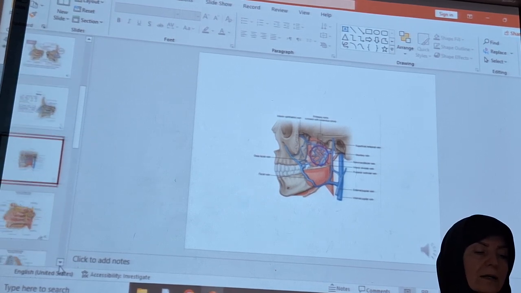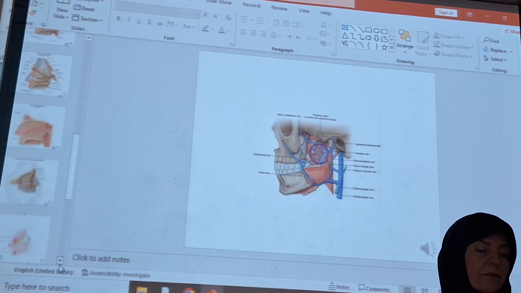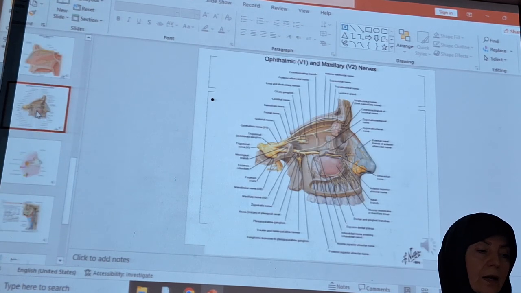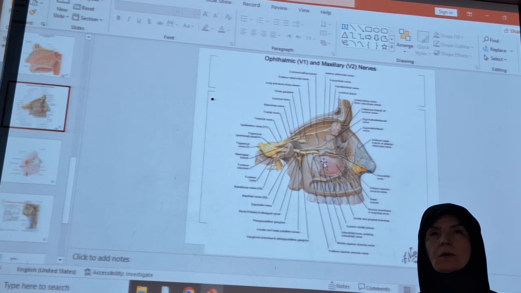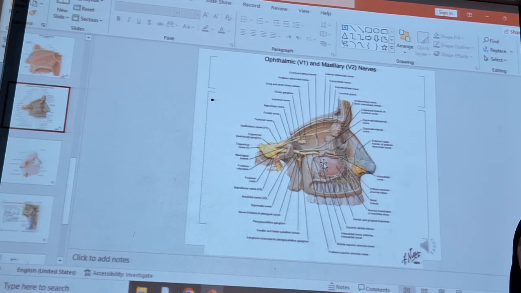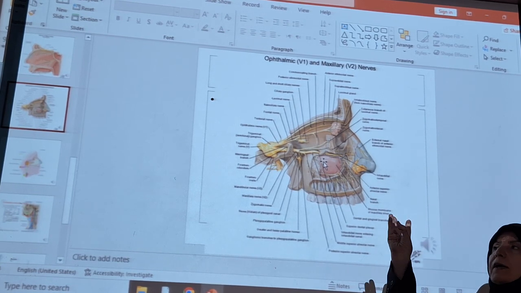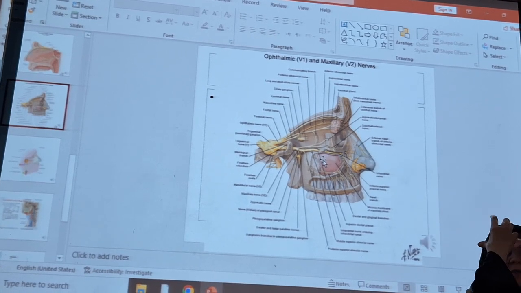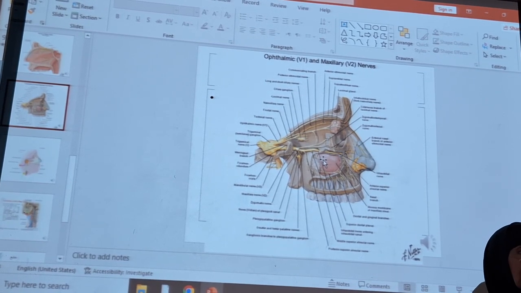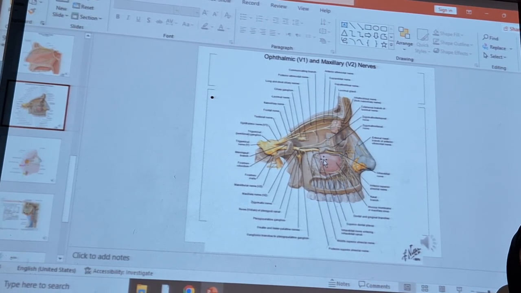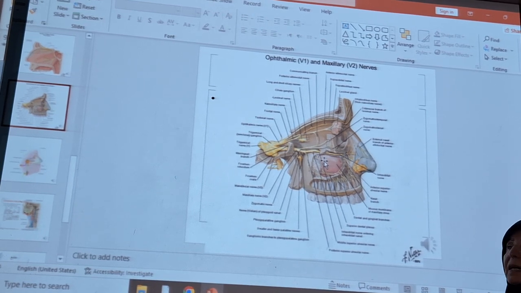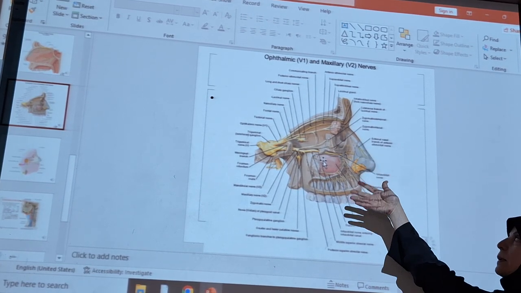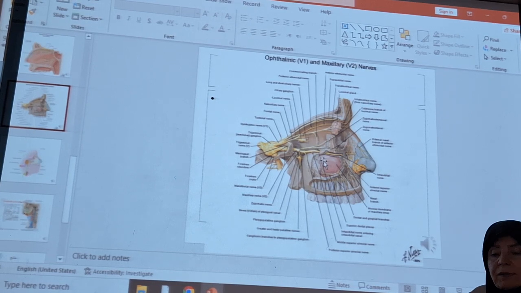About the lymph, about the nerve, only about the nerve you should know the first cranial nerve, we call the olfactory nerve, is going to innervate the nasal cavity, okay? Sympathetic and parasympathetic also are going to participate to innervate the nasal cavity.